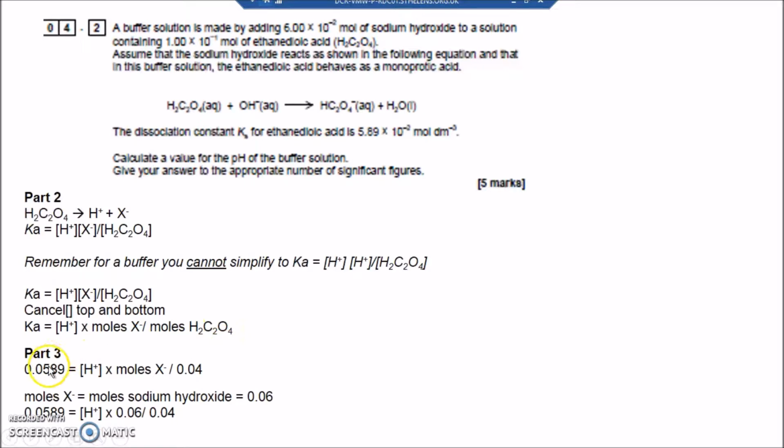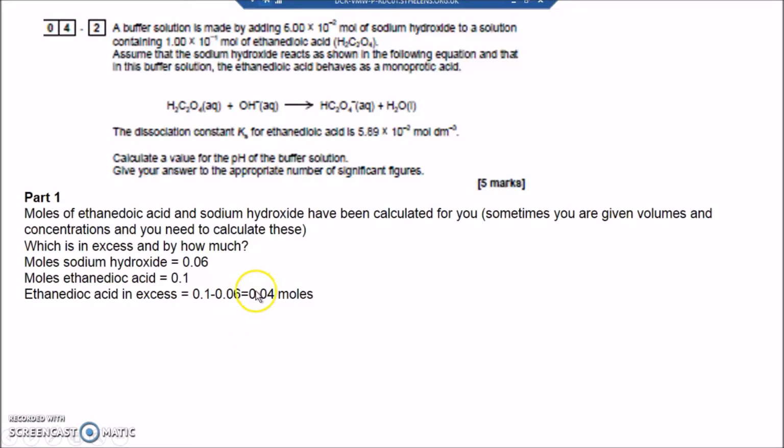Now what do I know? Well, I know the Ka. I've been given it, 5.89 times 10 to the minus 2 or 0.0589, equals H plus concentration. I don't know that, and I know I'm going to have to work that out. If I can work that out, I can work out the pH quite easily. So I've got to find that. I don't know what moles of X is. I'll have to think about that in a minute. What's the number of moles of ethane dioic acid that I've got left over?